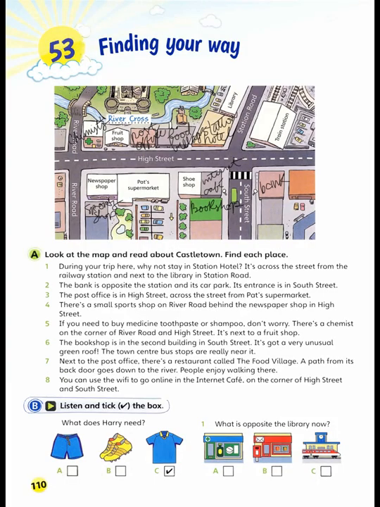In this page, we have to follow the directions that we have in letter A to find the names of the buildings. What buildings are we going to pay attention to? We're going to find the station hotel, the bank, the post office, a sports shop, a chemist, the bookshop, and the internet cafe. Read the directions and find these buildings. As you can see in the map, some of them have already names and we have names of streets. So please write the names.